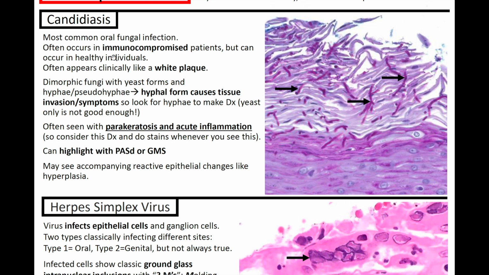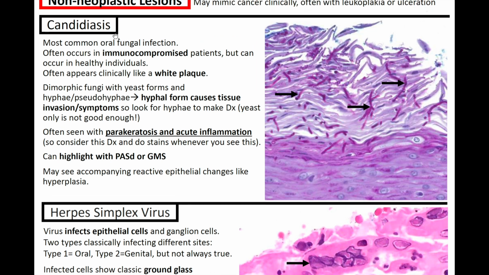So some non-neoplastic lesions is our first category. These may mimic cancer clinically, often with leukoplakia or ulceration, and the first of which is a classic, candidiasis. So candidiasis is the most common oral fungal infection, often occurring in immunocompromised patients, but it can occur in healthy individuals. It often appears clinically like a white plaque, with dimorphic fungi with yeast forms and hyphae or pseudohyphae, leading to hyphal form, which causes tissue invasion and symptoms.